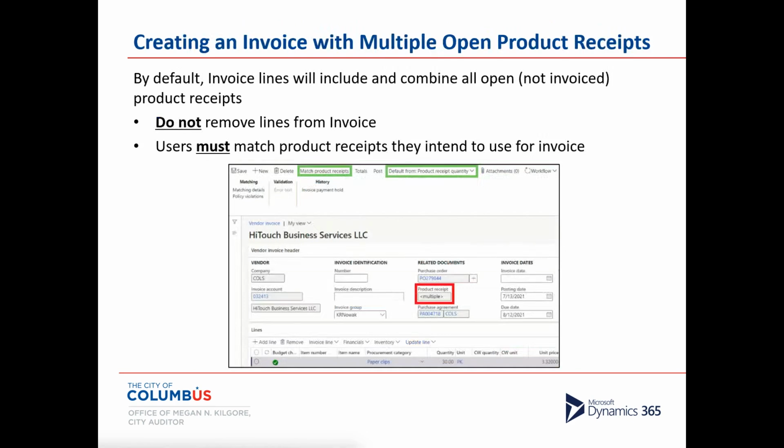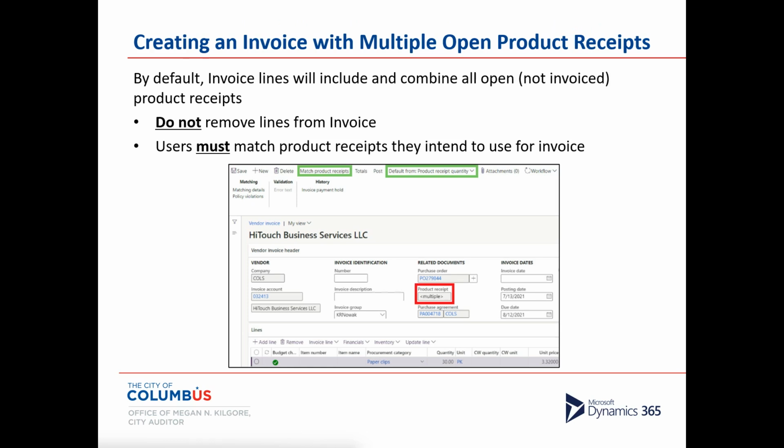So, in a scenario where you go to create an invoice against a purchase order that may have multiple product receipts that have been created but they have not been used or invoiced, you are going to run into a situation where you may have to match the product receipts. So D365 is going to take all open product receipts and apply them to your invoice that you have created. If, let's say, there are three open product receipts and you would only like to match to one product receipt, you will need to match product receipts.